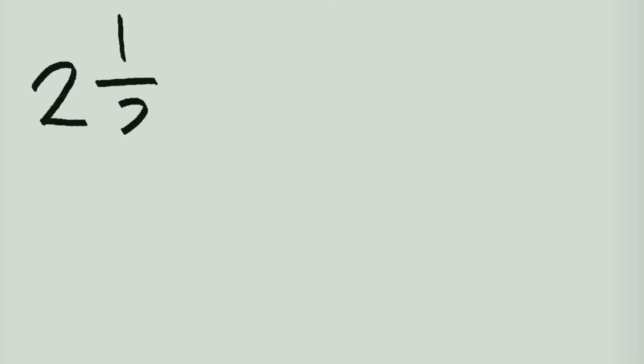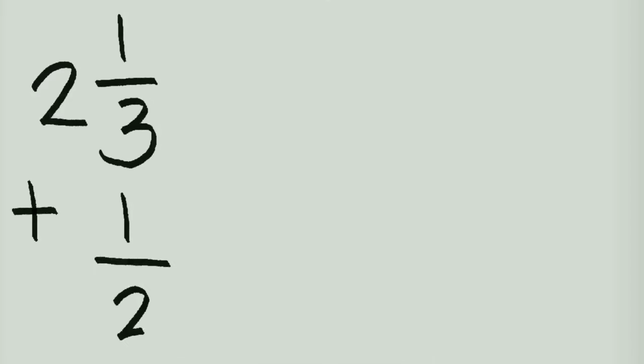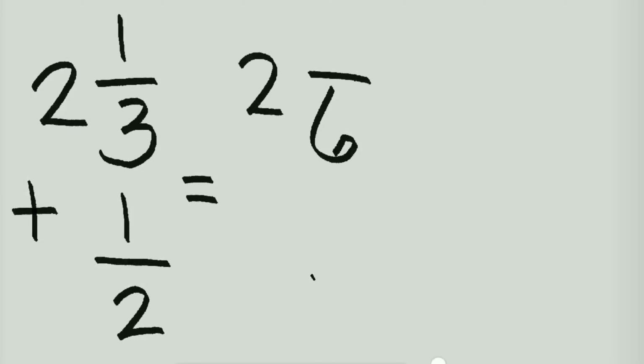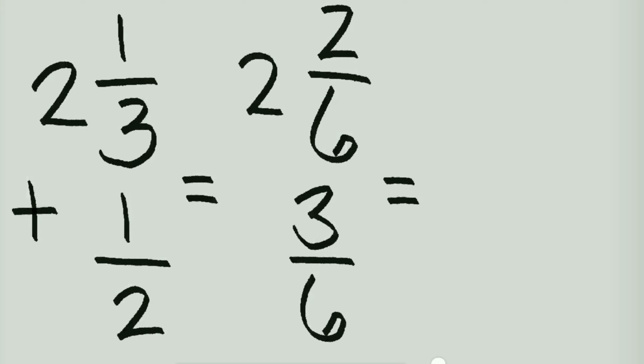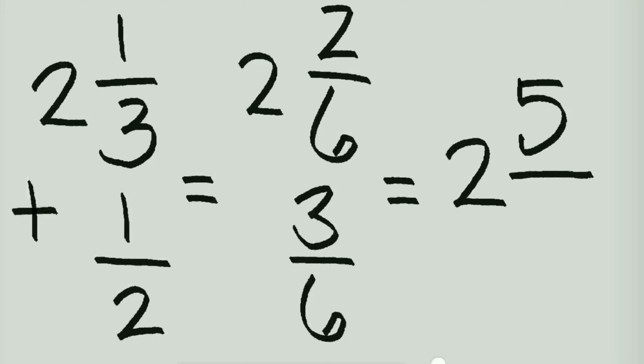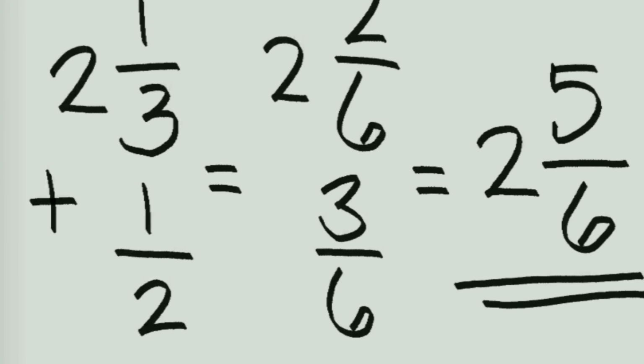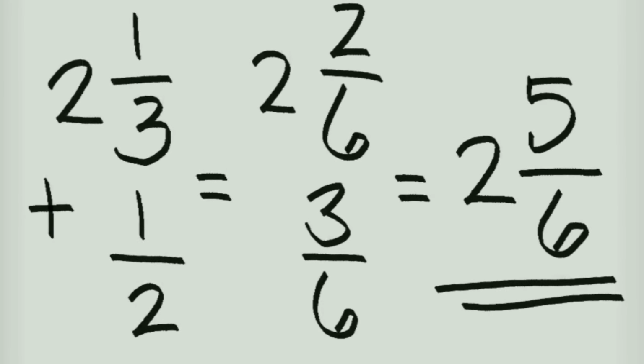Let's try another example. 2 and 1/3 plus 1/2 is equal to 2. The LCD of 3 and 2 is 6. 6 divided by 2 times 1 is equal to 3. 6 divided by 3 times 1 is equal to 2. 2 and 2/6 plus 3/6 is equal to 2. 2 plus 3 is equal to 5 over 6. Therefore, 2 and 1/3 plus 1/2 is equal to 2 and 5/6. That is how we add fractions without regrouping.